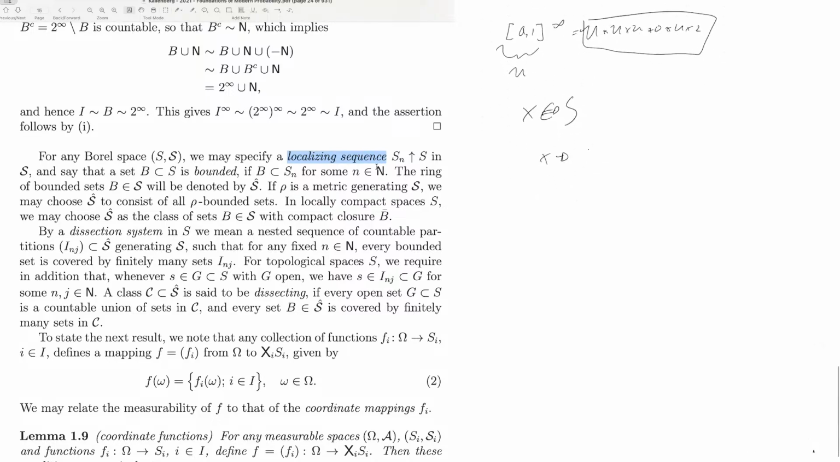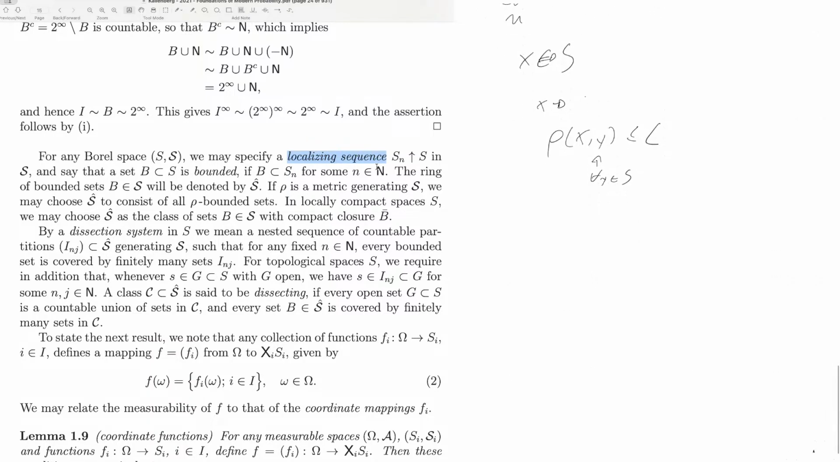typically you say a set is bounded if, well, for all y in your set, this is bounded by some constant. But instead what we can do is make a localizing sequence. So a localizing sequence for boundedness in R2 would look something like this. And indeed that would work. That's weird.